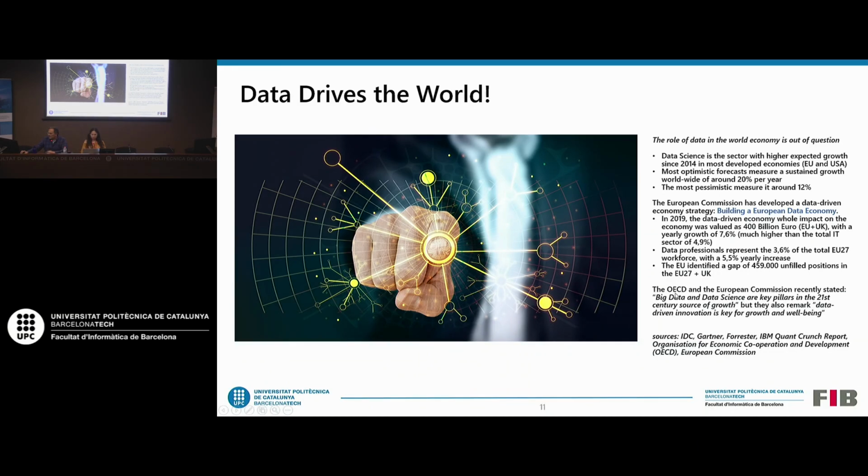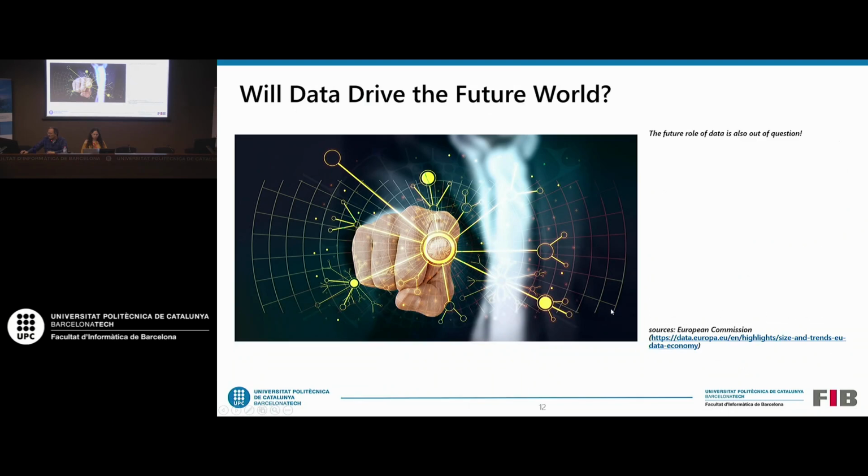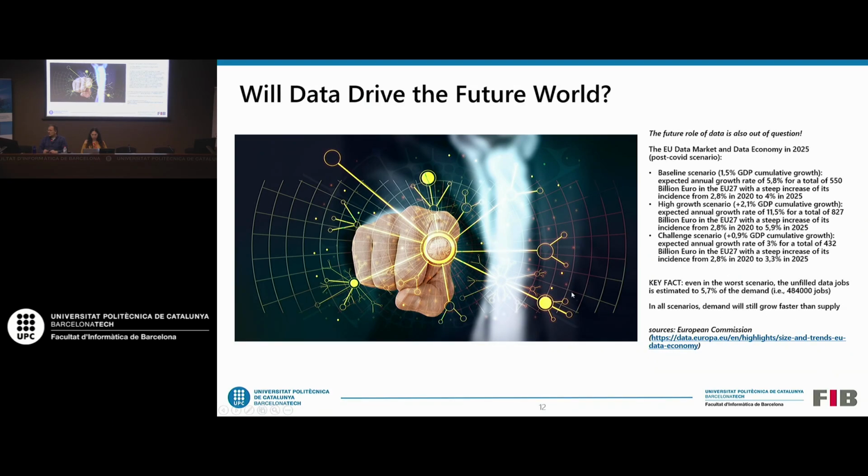Further, actors like the OECD stated that big data and data science are key pillars for the future and for the growth, from the economic point of view, of Europe, and they also claim that data-driven innovation is key for growth and well-being. And here it's also important that well-being means social good, no? So not only economic aspects. So the role of the data is out of question.